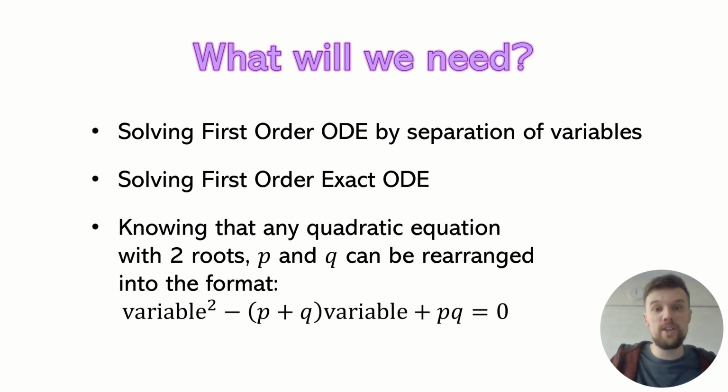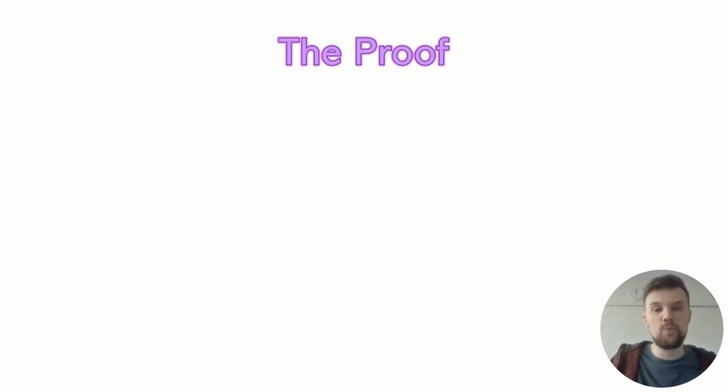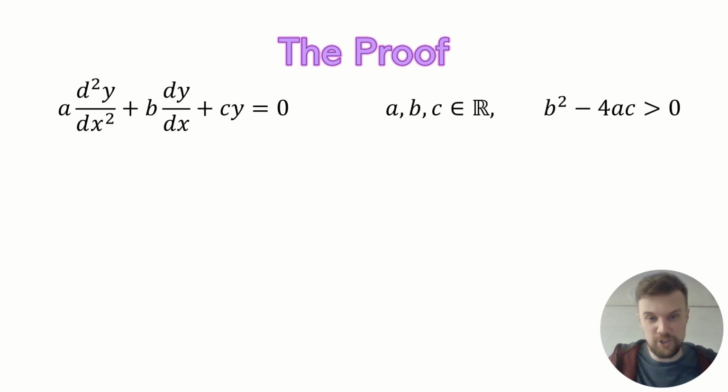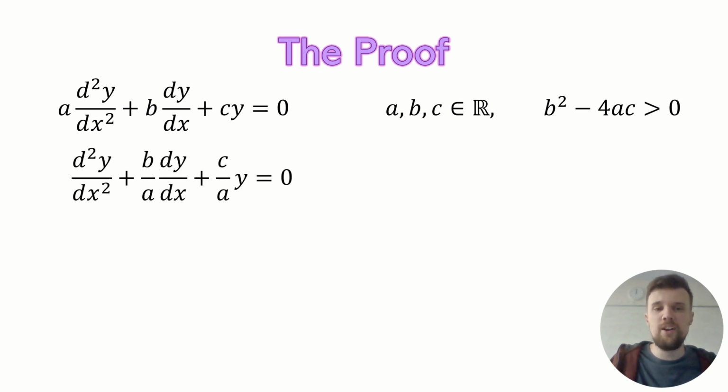Cool. So with that said, let's get on with the actual proof, and therefore the starting point would be our differential equation. We've got a, b, and c, which are real constants, but they're chosen for the purposes of this video so that b squared minus 4ac is greater than 0. The first thing we're going to do is divide both sides of the differential equation by a, because that means we've got one less coefficient to have to deal with, which makes it easier to cope with.